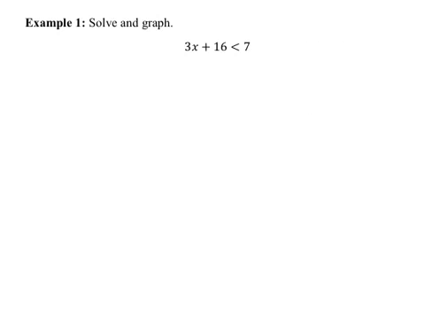Let's take a look at our first example here. We've got solve and graph: 3x plus 16 is less than 7. So let's take a look. Solve it just like an equation. We'll subtract 16 from both sides. We're going to have 7 minus 16 on the right-hand side, giving us negative 9. Then we divide by 3 on both sides. We have x is less than negative 3.